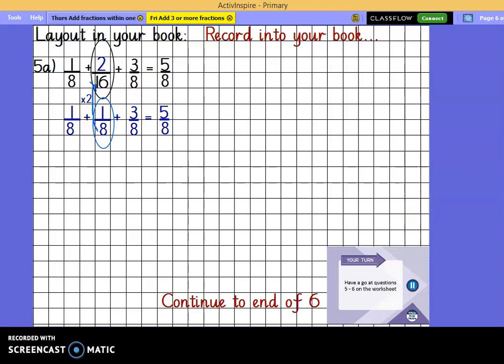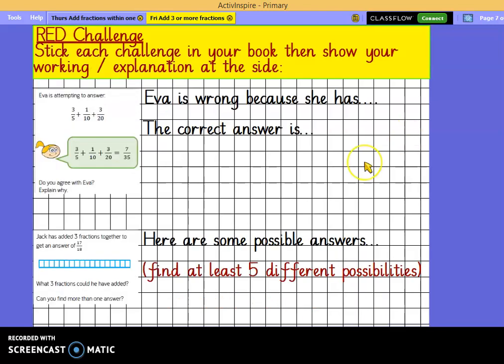Pause the video and then come back when you've done that, so you can do your red level challenges. Red level challenges, you stick each challenge into your book and show your working or explanation at the side. Here is the first example, and here are some sentence stems to explain why Eva is wrong. What did she do wrong? And then I want you to tell me what the correct answer is. Show me the method that helps you get to the correct answer.